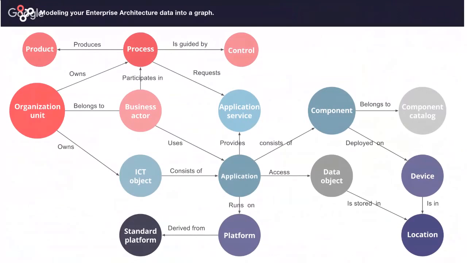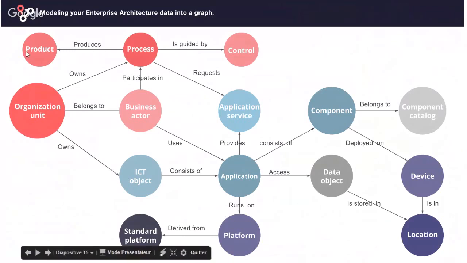So here we have a simple example model based on a fictitious enterprise dataset. As you can see, entities appear as nodes. So you have, for example, one node for product, one node for the organization unit, one node, for example, for the application service. They are all linked together by relationships.